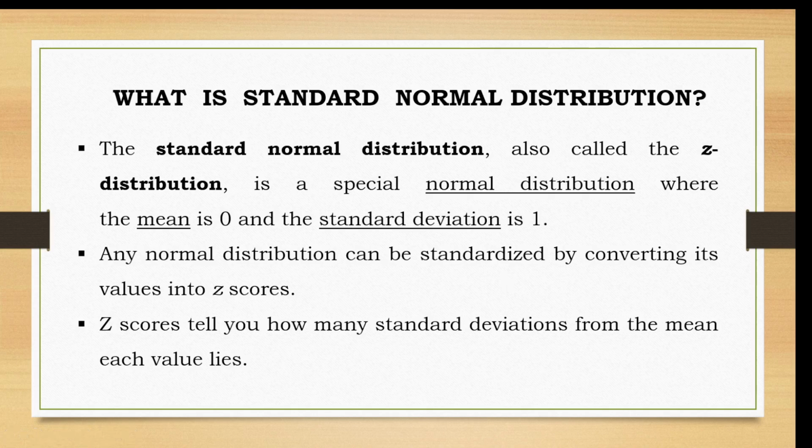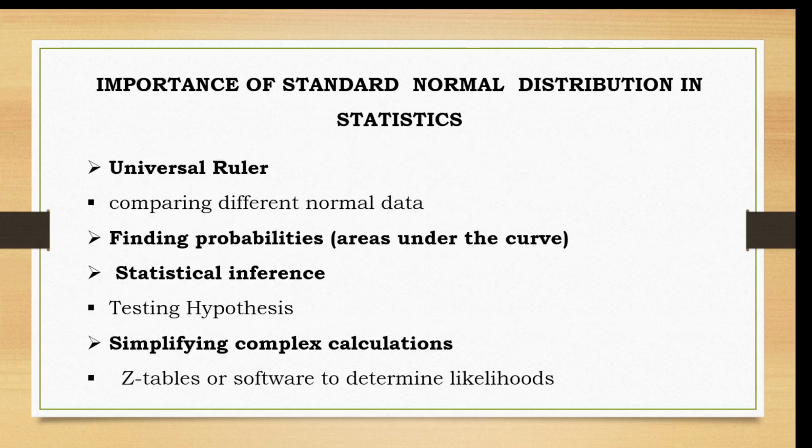What is a standard normal distribution? The standard normal distribution is known as the Z distribution. This is a distribution where the mean is 0 and the standard deviation is 1. Any normal distribution can be standardized by converting its values into z-scores. Z-scores tell you how many standard deviations from the mean each value lies.